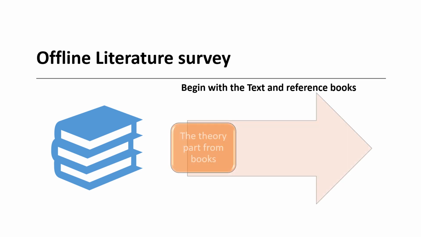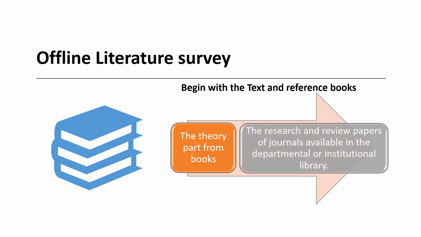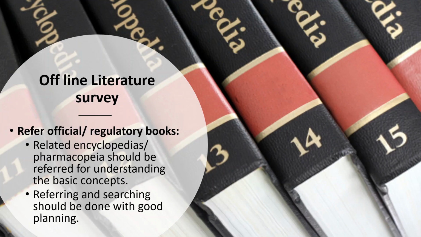Begin with the text and reference books. Literature collection should be commenced from the theory part, from books, and then from the research and review papers of journals available in the departmental or institutional library. Refer official or regulatory books. In the next step, related encyclopedias and pharmacopoeias or other official books should be referred for understanding the basic concepts.